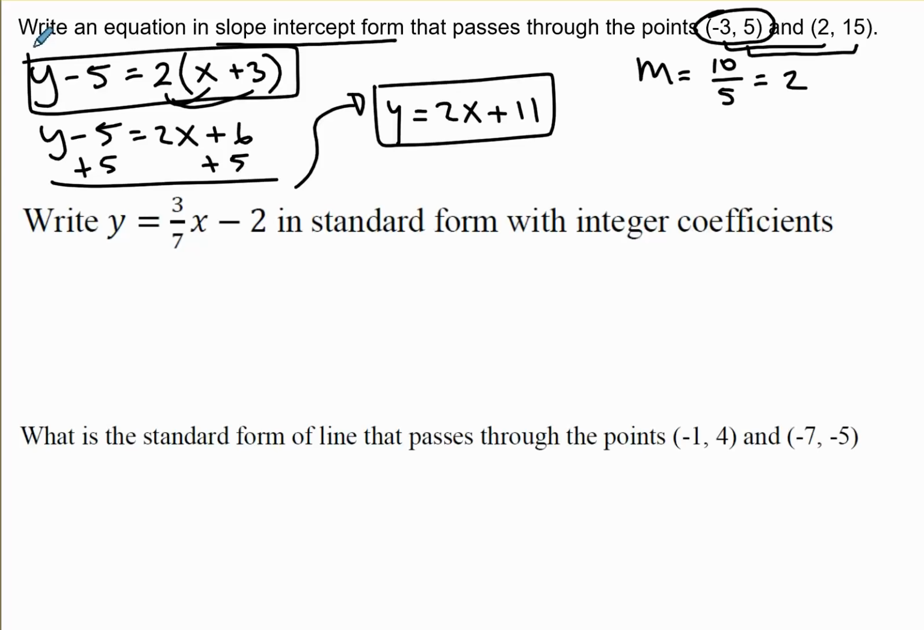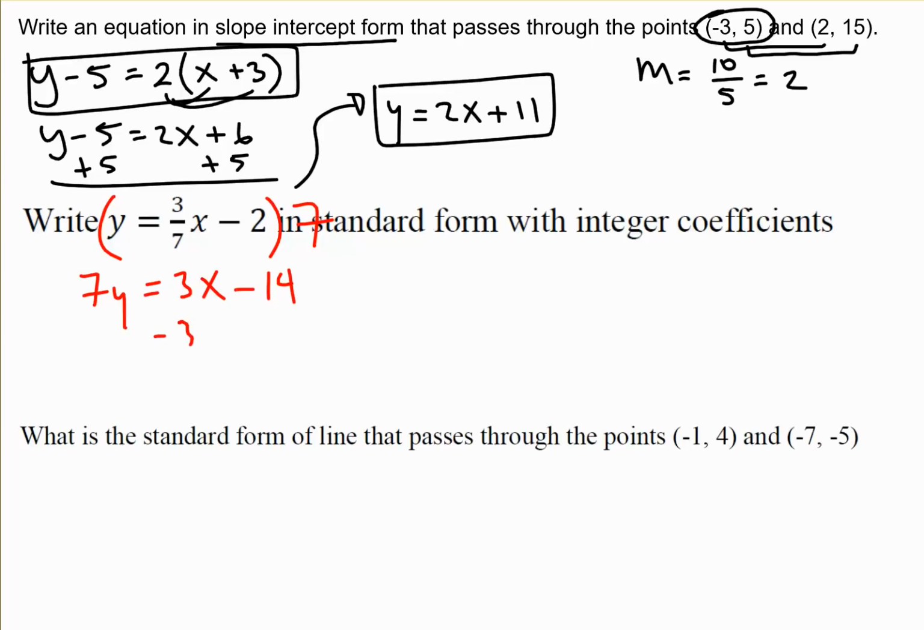Write y equals 3/7 x minus 2 in standard form with integer coefficients. So what would we need to do there? We need to get rid of our denominator. So we're going to multiply the entire equation by 7. We'd get 7y equals 3x minus 14.